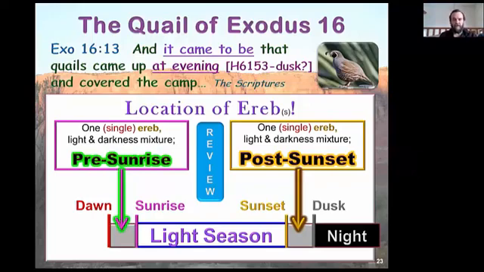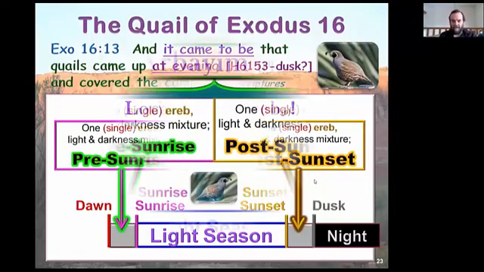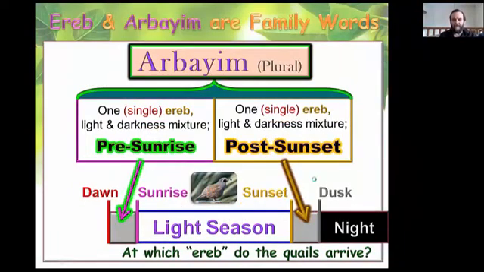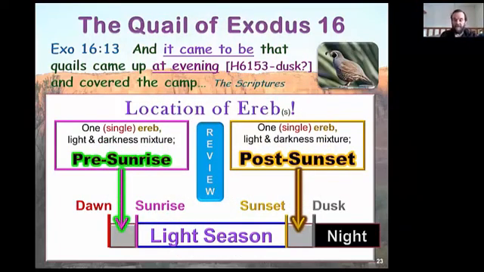If we look at the location of the Aibv, on the left-hand side of your screen, you're going to see a pre-sunrise twilight mixture, and that is one single Aibv mixture. That's where your light and your darkness are still doing the mixing before the sunrise. On the right side of your box, you're going to see post-sunset, and this is the second Aibv mixture of the 24-hour period. It is just before this mixture, before the sunset, that the quails were about to arrive.